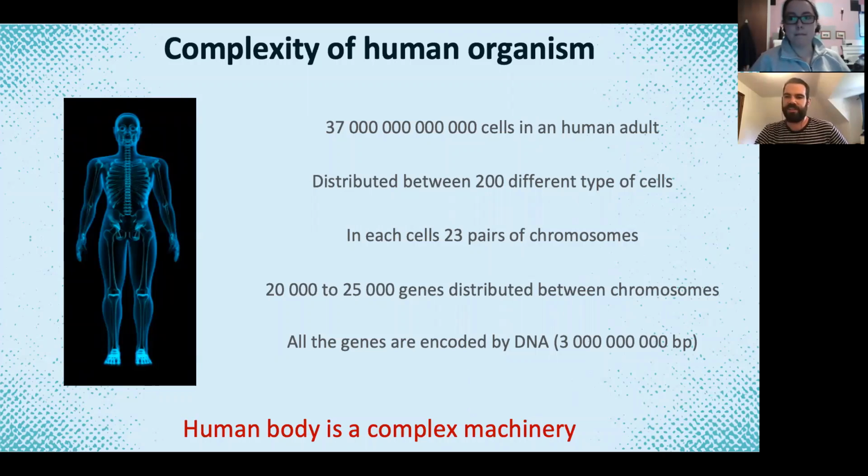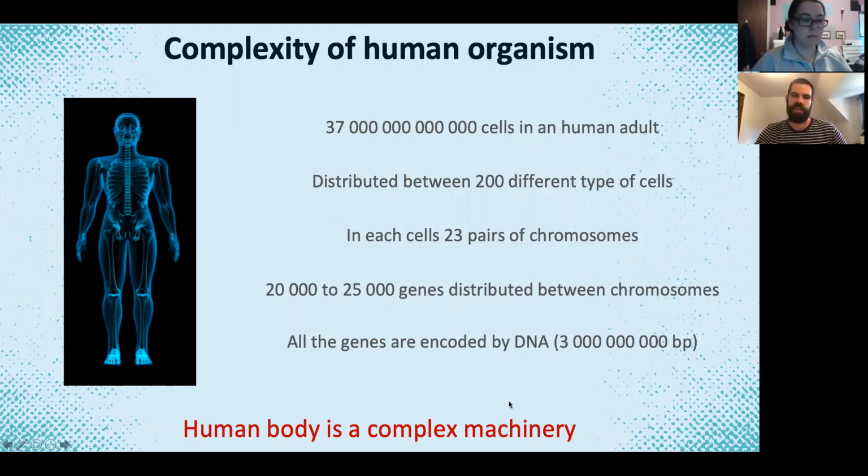All these cells, for example, are distributed between around 200 cell types. In each cell, you have 23 pairs of chromosomes, 20,000 to 25,000 genes, and 3 billion bases of DNA. So when you look at all these numbers, it's kind of a miracle that the body works as it does, maintained by the complexity of all these variables working together.